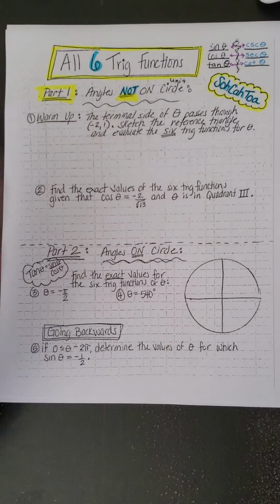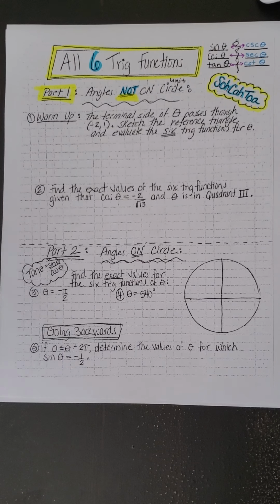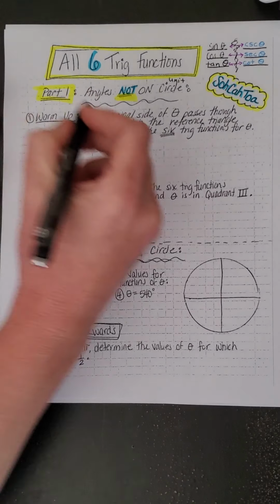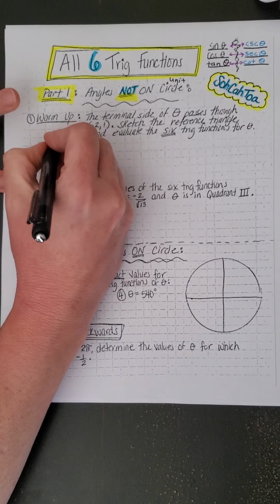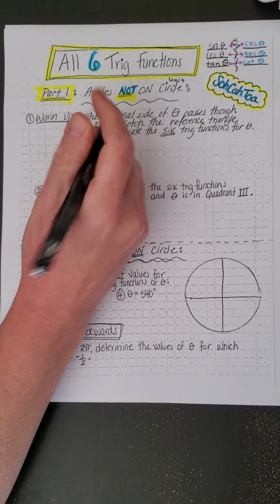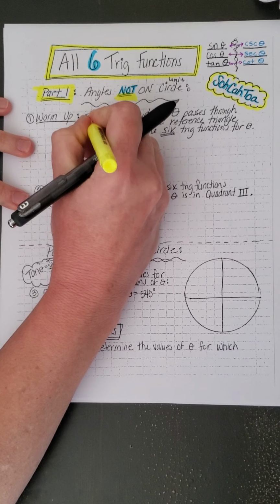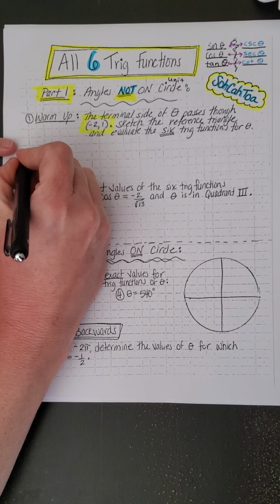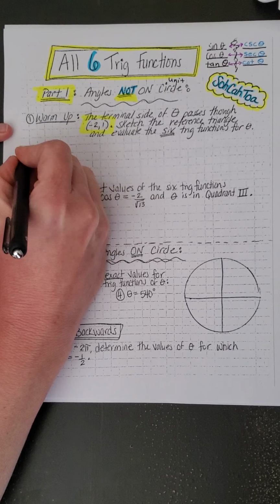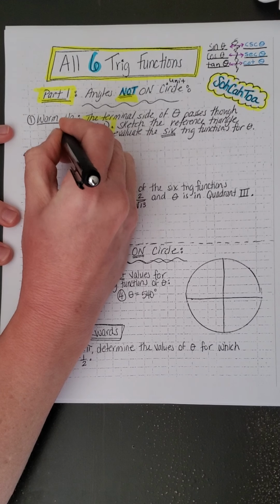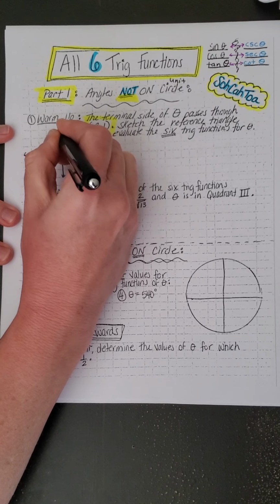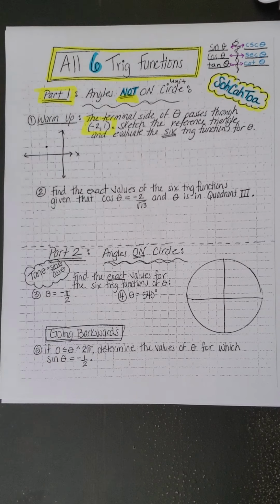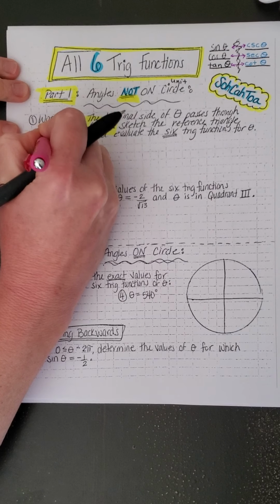All right, this angle could be on the unit circle, but I don't know for sure because they didn't tell me how much theta was. So we're going to go ahead and sketch the reference triangle. So the first thing that we do is we go through the point -2, 1. So we're going to draw our xy axis. Right, -2, 1 is right there.